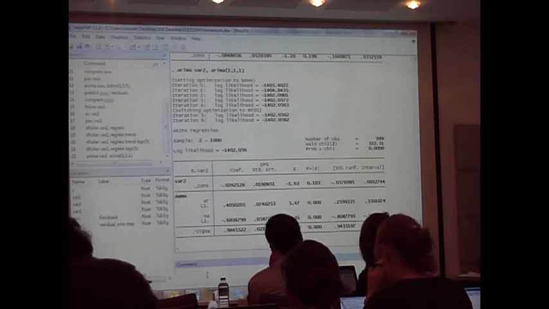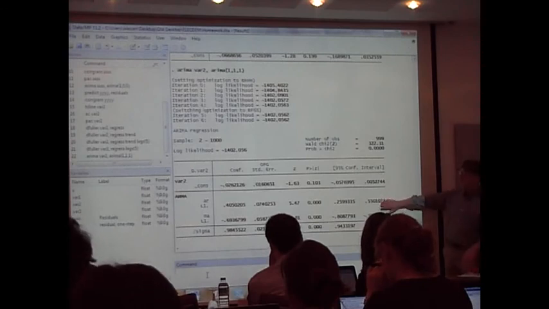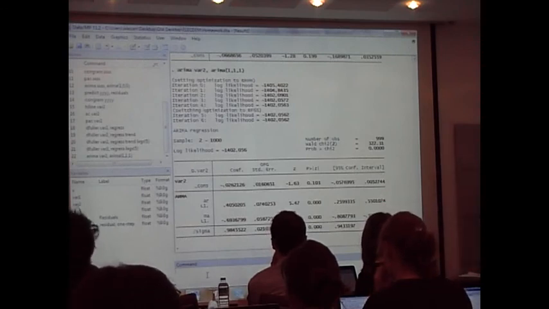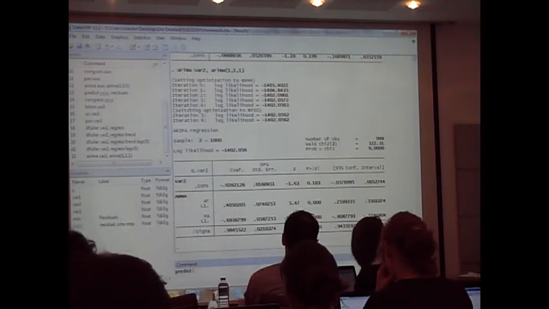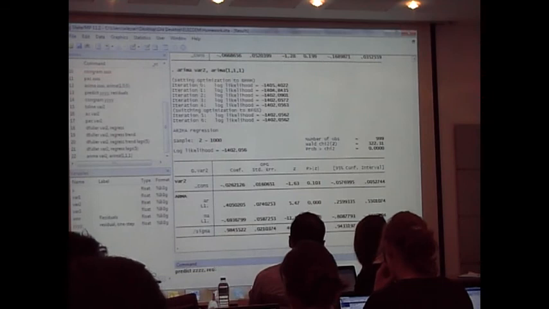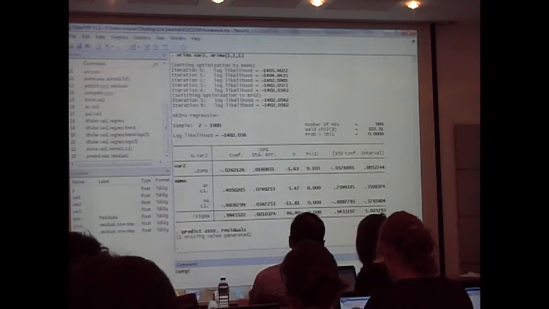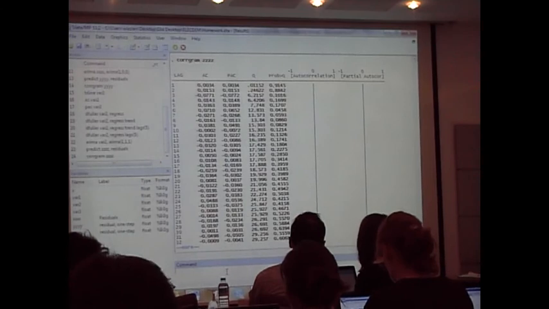Okay, if you want more math on this, let me know and I'll send it to you. But we could check it out and see how our residuals look. Predict. How's it look?